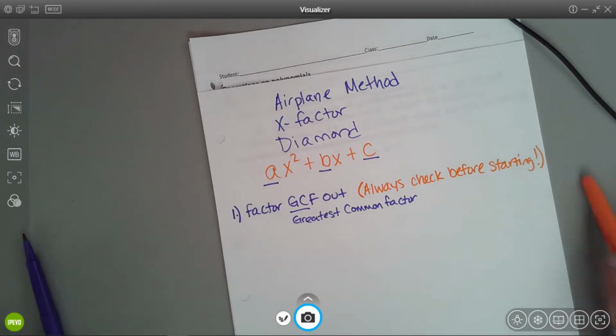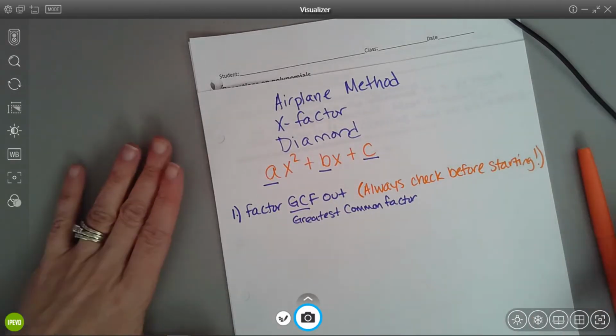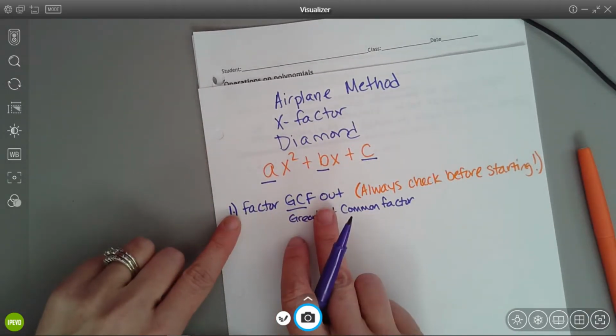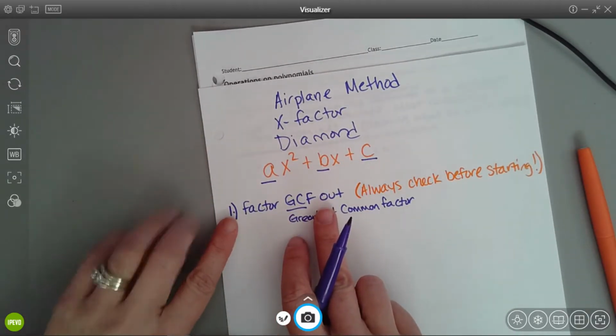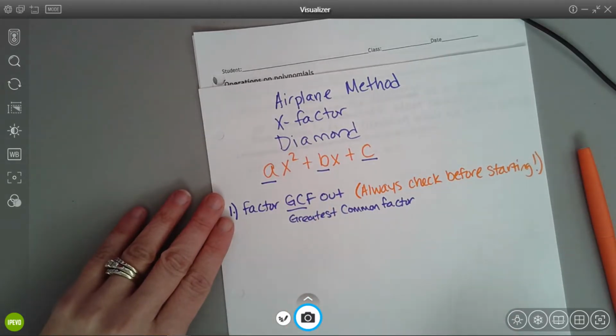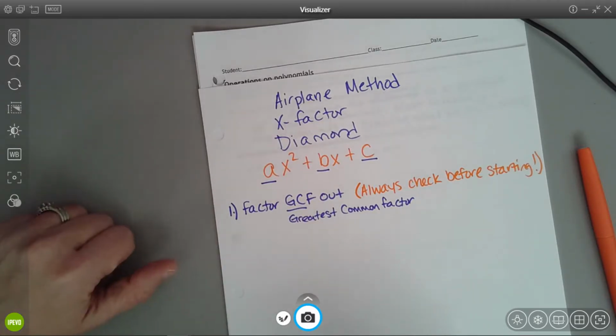Now when we do this, your greatest common factor may be a number. It may be just the number 1. If it's a 1, you're good to go. You're ready for takeoff. If it is bigger than the number 1, we'll have to do some other things, and we'll talk about that in a second.